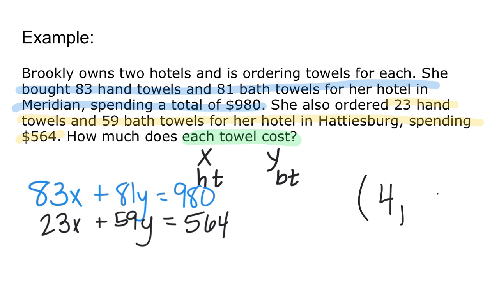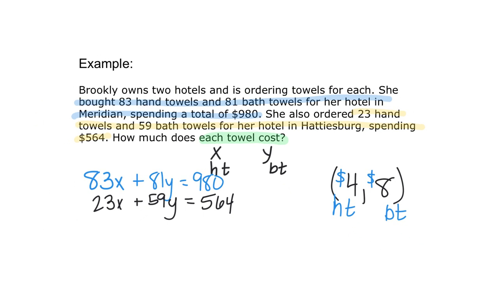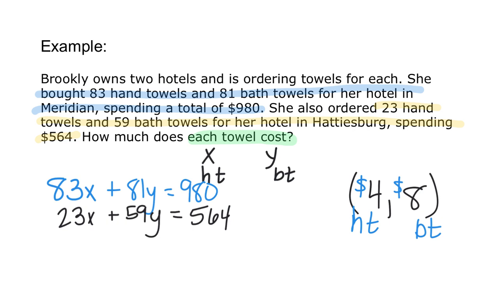So again, let's interpret what that means. This tells me that the cost of a hand towel is $4, $4 per hand towel, and the cost of a bath towel is $8. All right, let's look at a couple more, and then we'll let you try a couple.